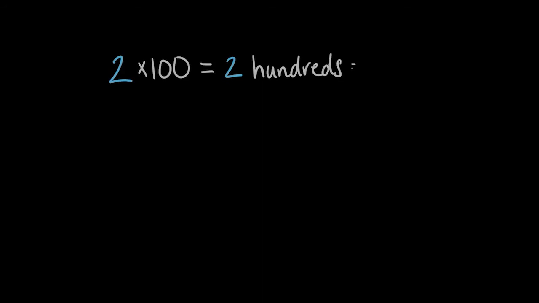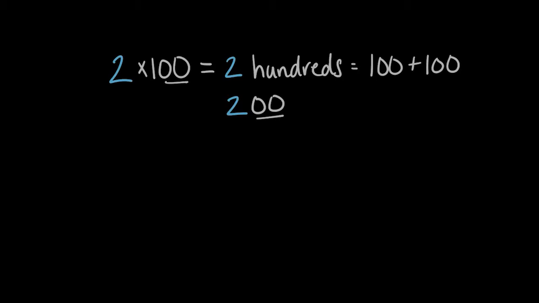So let's take now what we already know about tens and let's apply it to hundreds. Something like, let's say, 2 times 100. There's a couple ways we can think about this. One way is to say that this is the same as 2 hundreds, which is 100 plus another 100, there is quite literally 2 hundreds, which is a total of 200, or 2 with 2 zeros on the end.